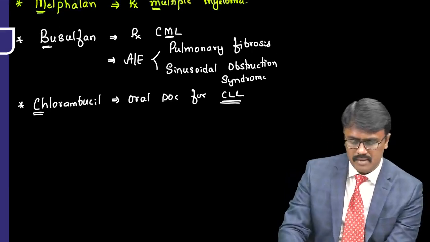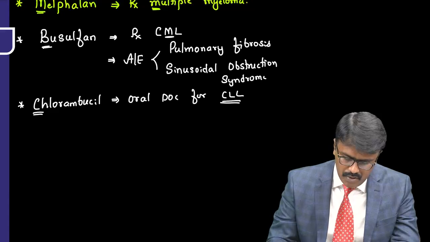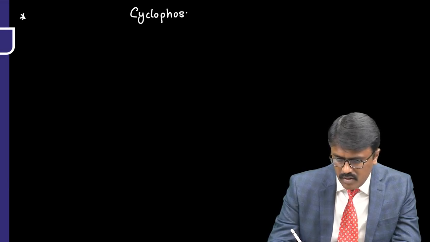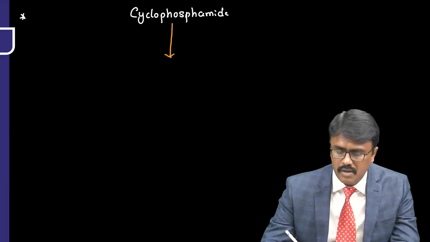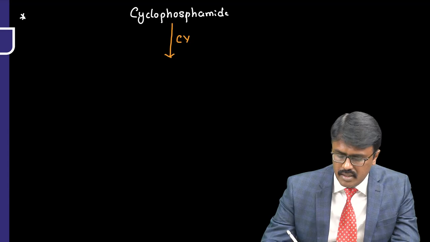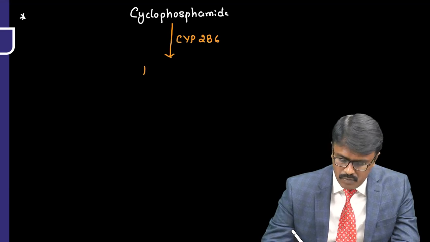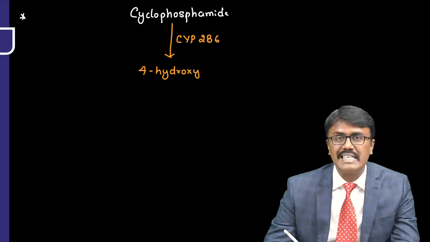We have melphalan, busulfan, chlorambucil. But one beautiful drug for your exam now comes. The name is cyclophosphamide. Now cyclophosphamide is a prodrug. It has to be converted into an active form by the enzyme cytochrome 2B6, and that will give rise to 4-hydroxy cyclophosphamide.